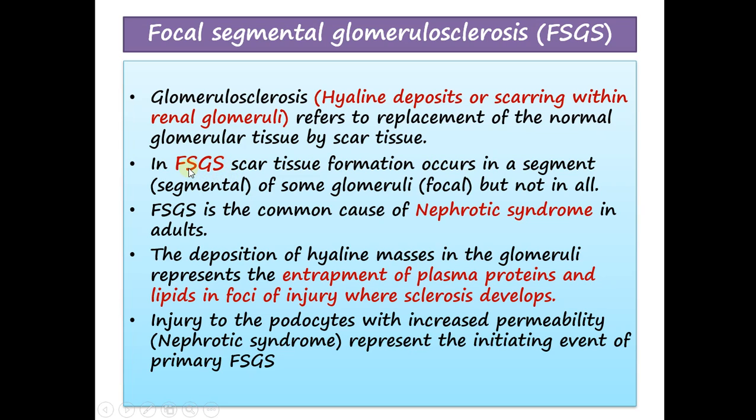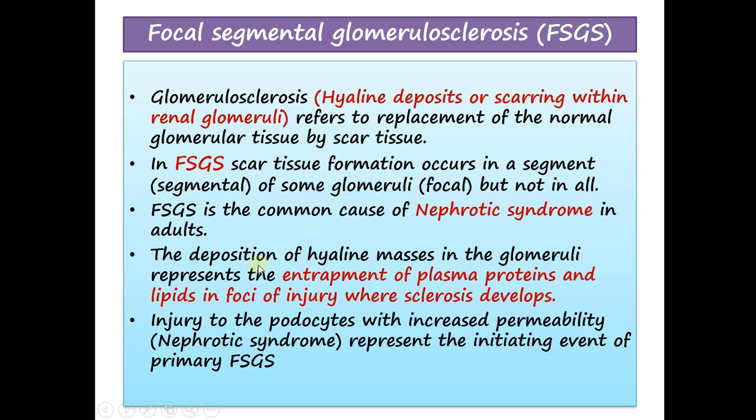Focal segmental means, by focal we mean that only some glomeruli are affected, not all the glomeruli. Segmental, by segmental we mean that only a portion of the glomerulus is affected. So there is scar tissue formation which is segmental and occurs in a segment of the glomerulus and in some glomeruli, not all glomeruli. And it will give rise to loss of proteins in the urine, and the patient will present with nephrotic syndrome. And focal segmental glomerulosclerosis or FSGS is more common in adults.